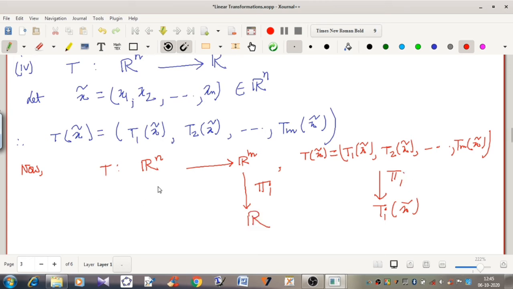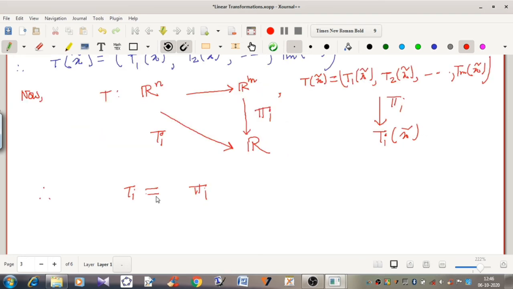Okay, so yes, we have a map Ti from the vector space Rn to R. Obviously the map Ti can be written as pi i composed with T. Moreover, just check, if T is linear, then obviously Ti is linear. It's an easy exercise that if T is linear, then Ti is linear.